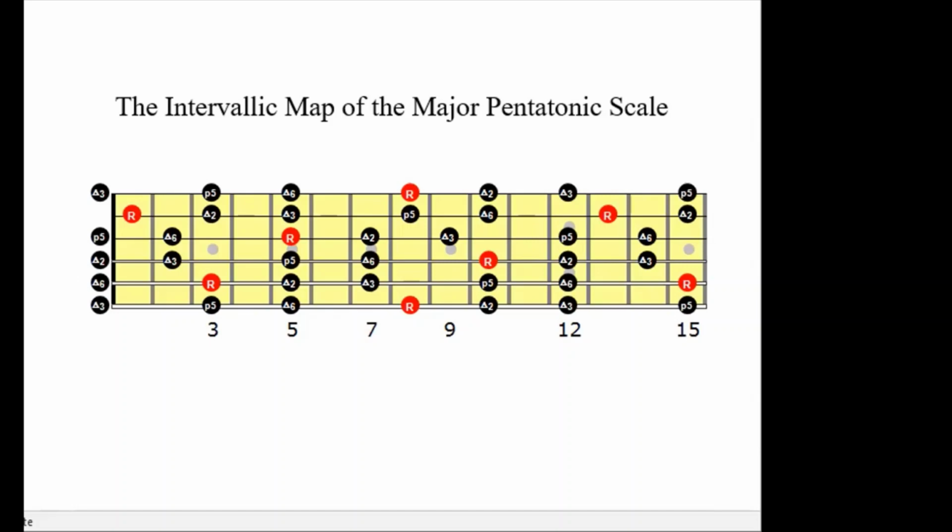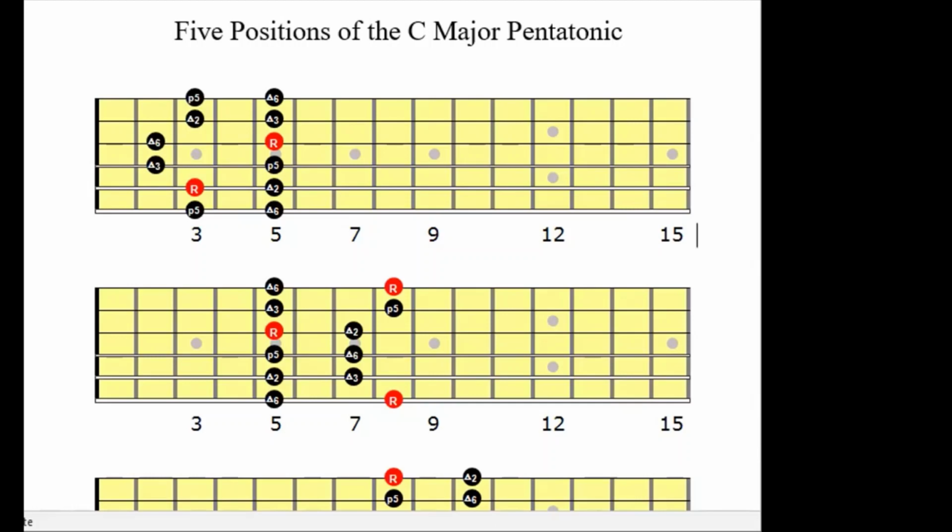Once we map this out and outline it, what we do is we break this up into different shapes or patterns. That's what we're going to do. We're going to break these up into 5 different patterns or different shapes, whatever you want to call it. Let's take a look at them right now. So here are the 5 shapes of the C major pentatonic scale.